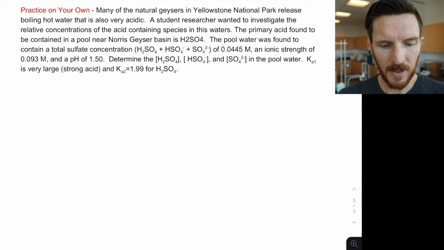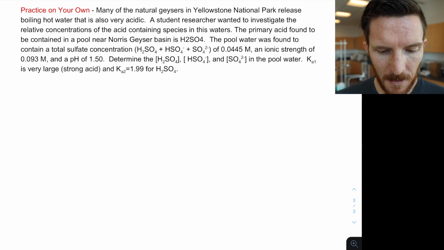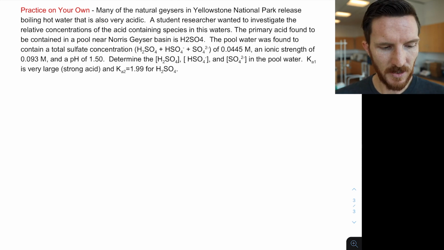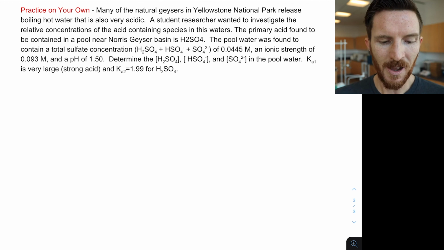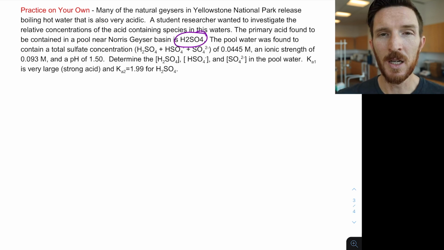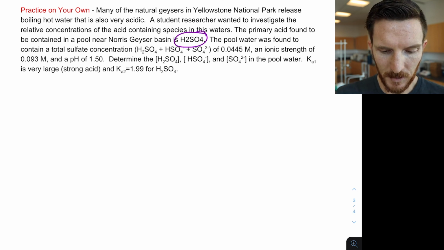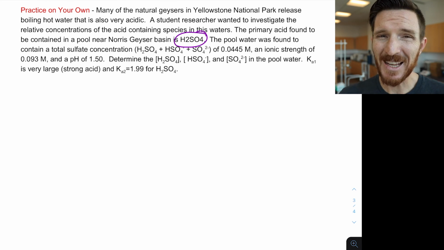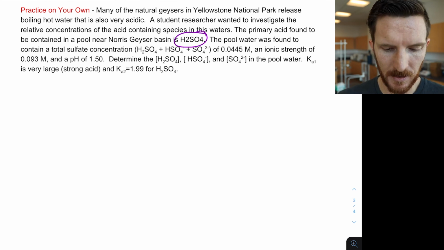So many of the natural geysers in Yellowstone National Park, this comes from, I was just in Yellowstone last summer, have boiling hot water that is also very acidic. A student researcher wanted to investigate the relative concentrations of the acid-containing species. So in this case, the pool was primarily found to contain sulfuric acid as the source of acid that we see here.